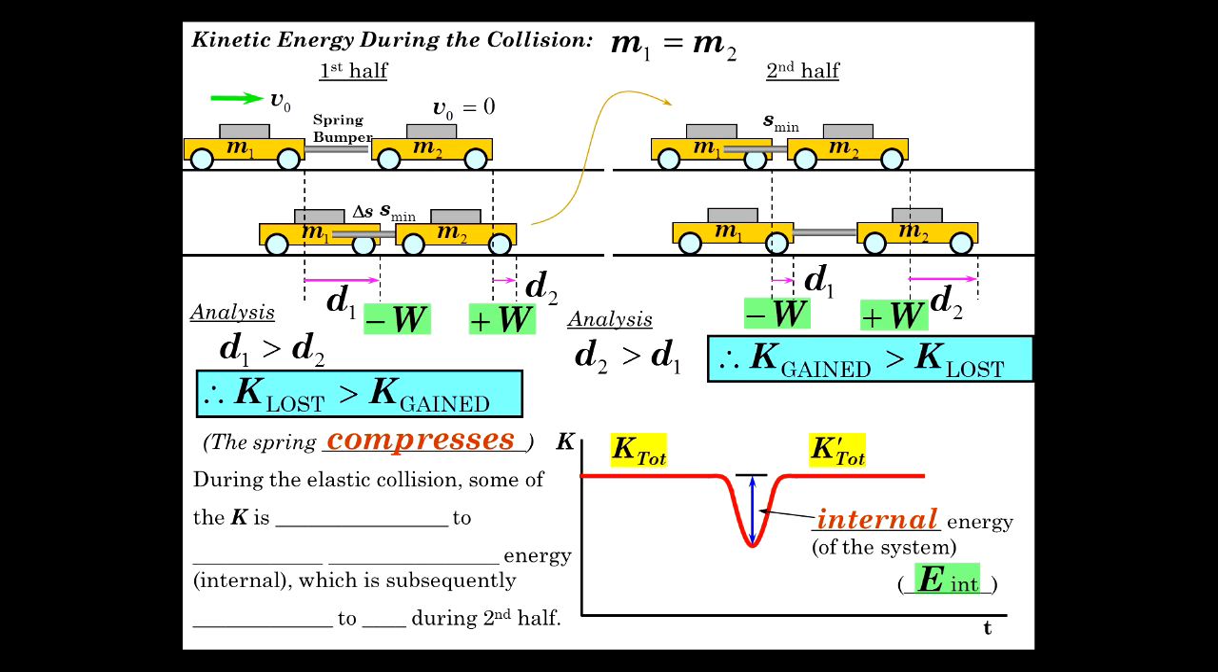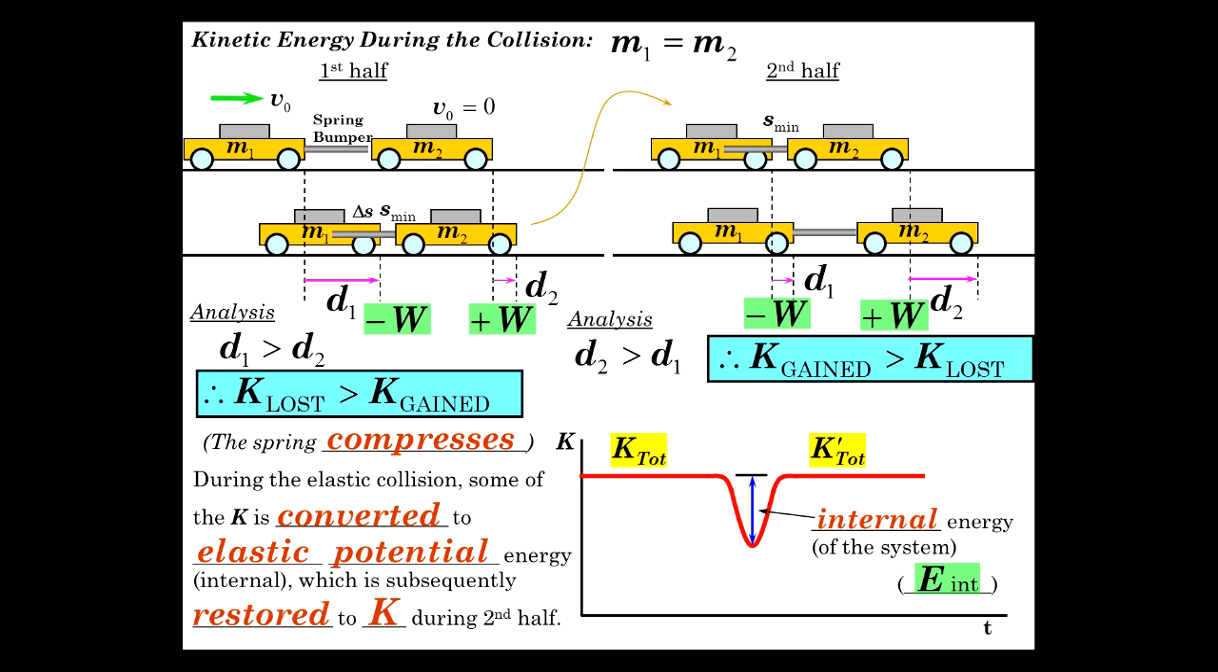And in this particular case, that internal mechanical energy is stored in spring potential form. That's what it's really corresponding to. So during the collision, some of the K is converted to elastic potential energy. That's the internal energy. That internal energy is then restored back to kinetic during the second half. So is this making sense? Very good. This video will come to an end.